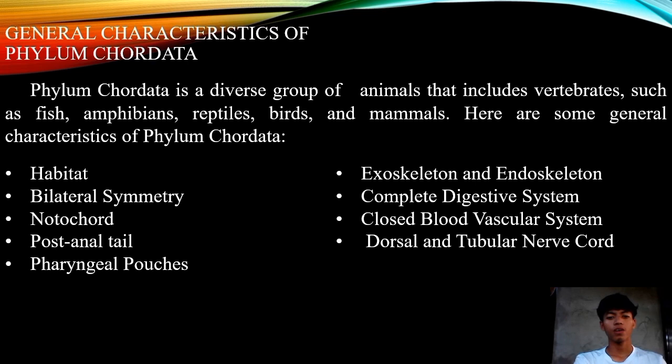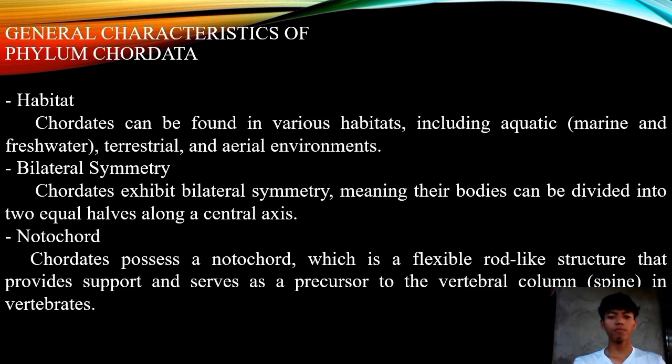So we have habitat, bilateral symmetry, notochord, post-anal tail, pharyngeal pouches, exoskeleton and endoskeleton, complete digestive system, closed blood vascular system, dorsal and tubular nerve cords. To know more about their characteristics, let's discuss them one by one. So first we have habitat.